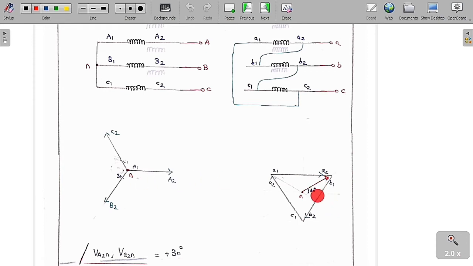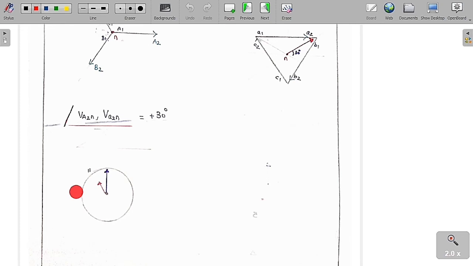So therefore this is leading. So this one is a plus 30 because it is leading. So this is leading this one. So this one is a plus 30 degree. So therefore the angle between the A2N and the A1N is nothing but plus 30 degree because the LV winding phase voltage is leading the phase voltage of the HV winding.